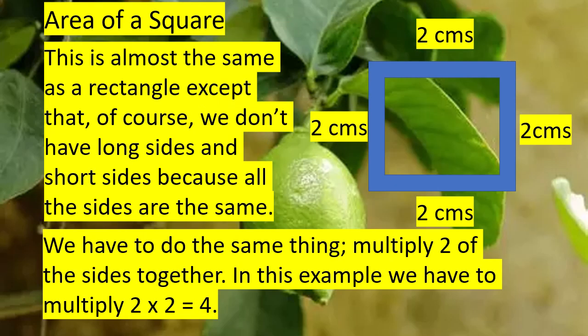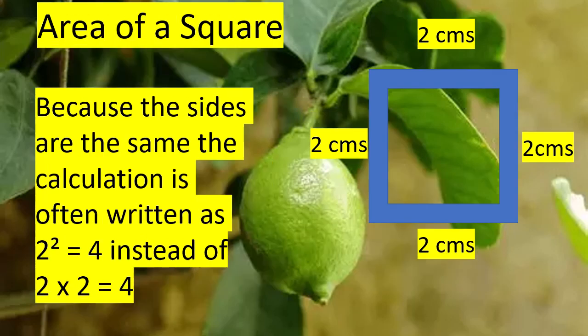Area of the square is almost the same as a rectangle, except that of course we don't have long sides and short sides because all the sides are the same. We have to do the same thing, multiply two of the sides together. So in this example, we have to multiply 2 times 2 equals 4. Because the sides are the same, the calculation is often written as 2 squared equals 4 instead of 2 times 2 equals 4. The meaning is exactly the same.